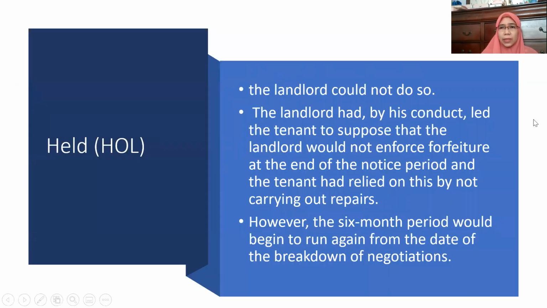The House of Lords held that, whatever arrangement or promises between them, the landlord could not do so. Why? The landlord had, by his conduct, the way he communicated, the way he reacted, led the tenant to believe that the landlord would not enforce forfeiture at the end of the notice period. Because of that, the tenant relied on this. That's why the tenant stopped carrying out repairs.